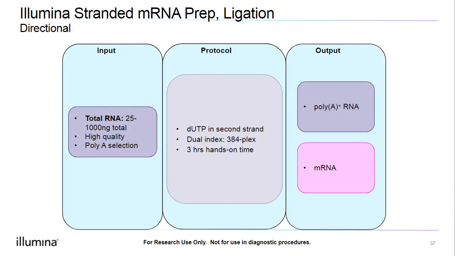As previously mentioned, Illumina Stranded mRNA accommodates a lower input amount starting at just 25 nanograms of high-quality RNA. This is used for poly-A selection, and this is a stranded kit which will support up to 384 plexity with unique dual indexes.